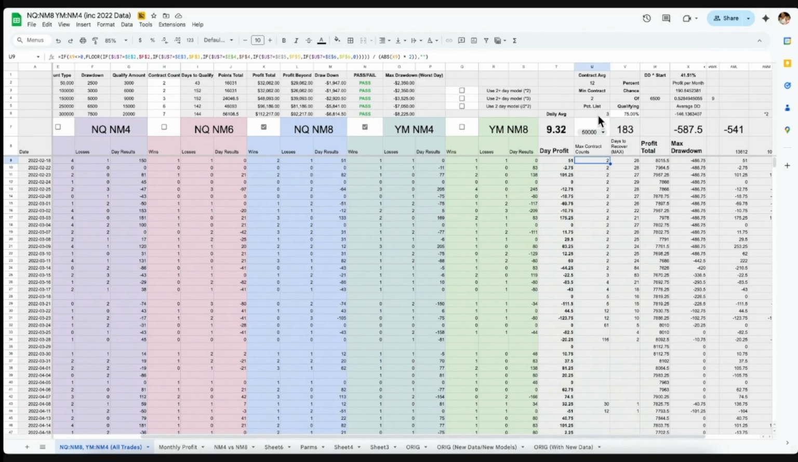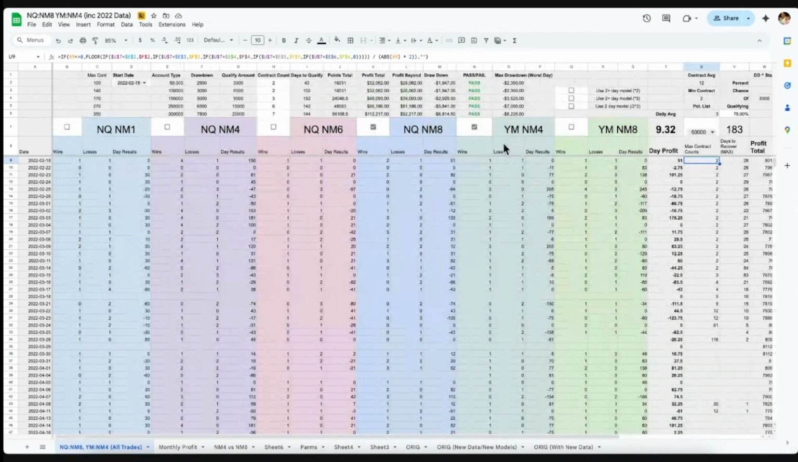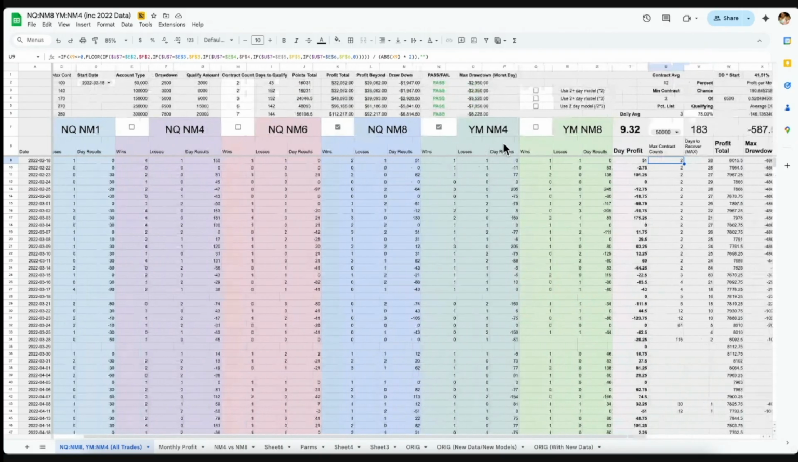So the minimum number of contracts that you could play on a 50K account using these 2 models and never blow it, based on the data that I have, or not, I should say 99.9% of the time not blow it, and still qualify it, you could run 2 contracts. That's what this number is applying.